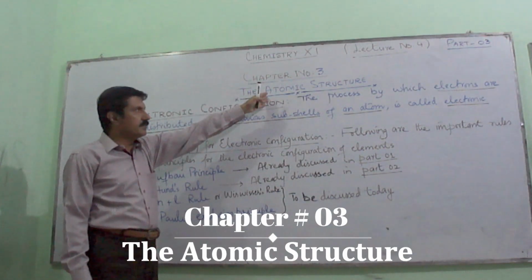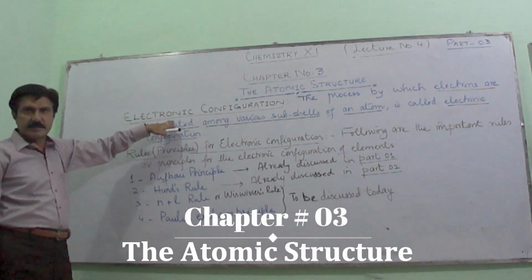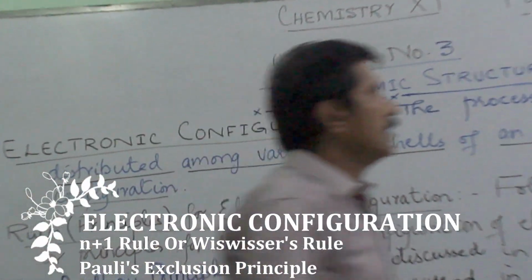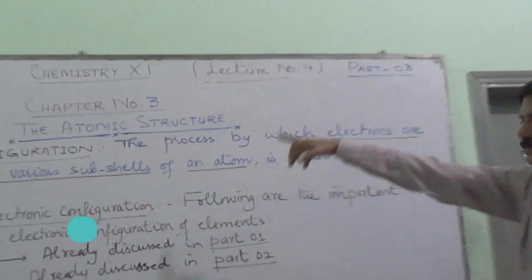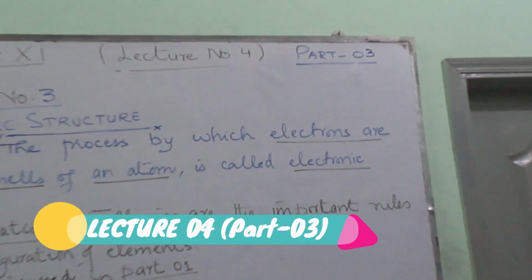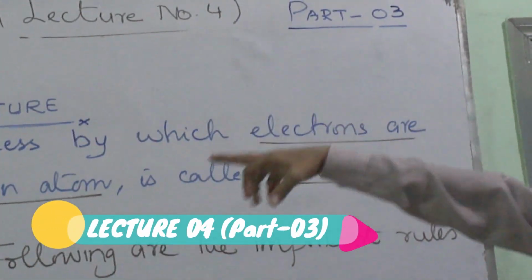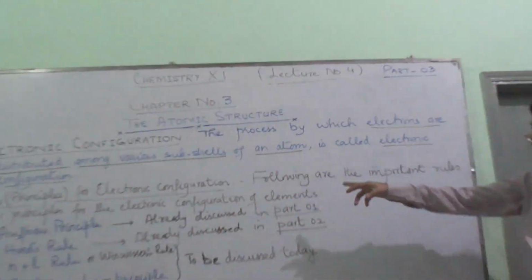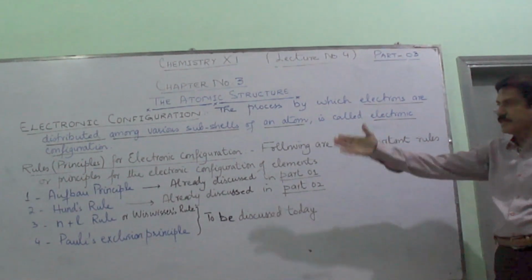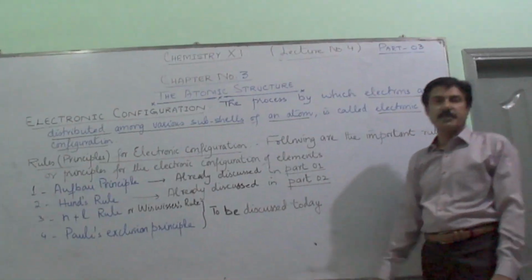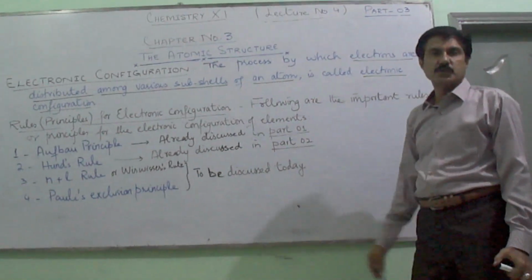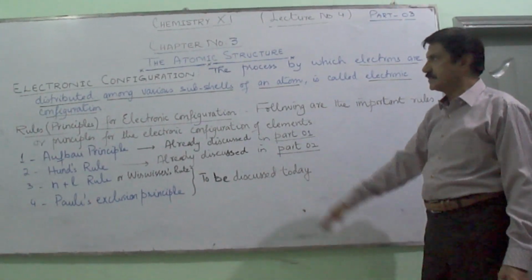Chapter number 3, the atomic structure. Topic is once again electronic configuration. And today is the third and the last part of this particular topic, electronic configuration. About this topic we have already gone through two lectures. Part 1 of this lecture was based upon the first principle, the Aufbau principle, and part 2 of the same lecture was based upon Hund's rule, which we have already discussed.